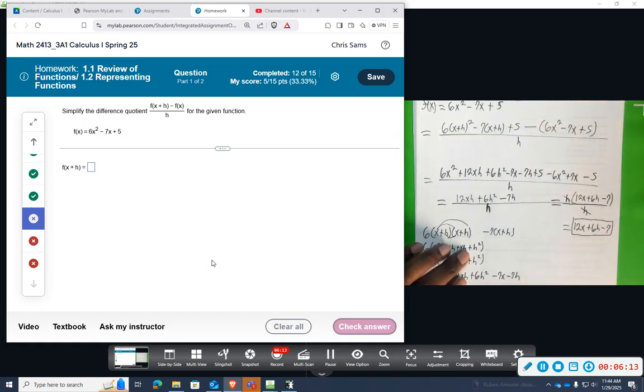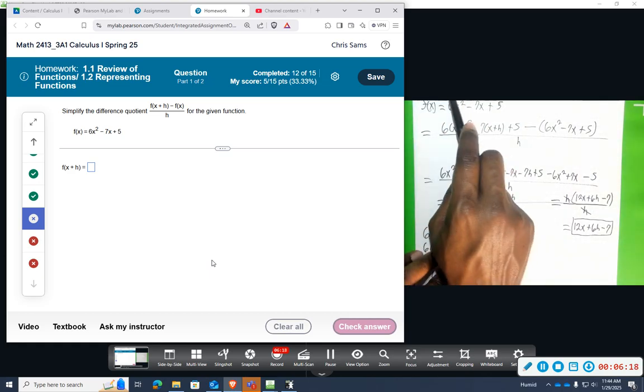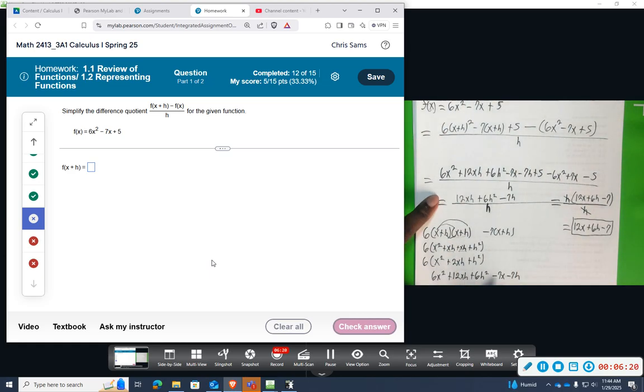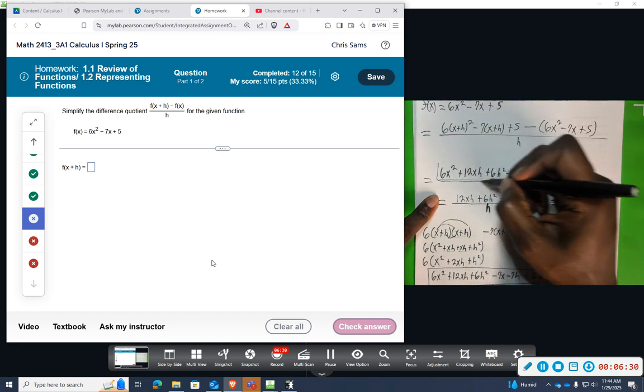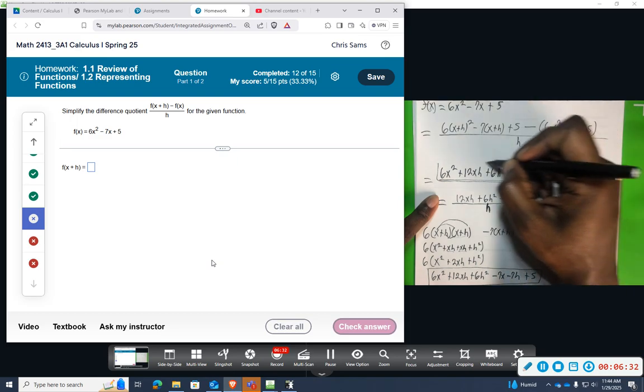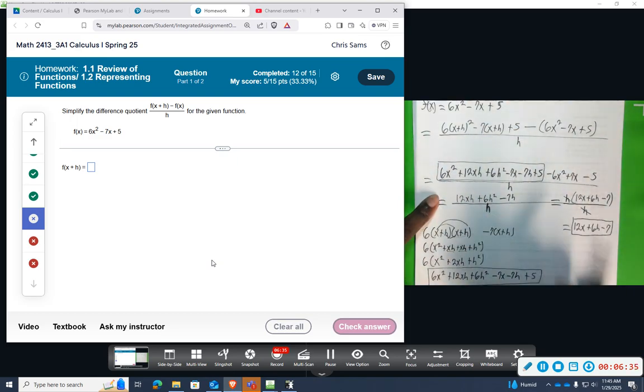Now there's two parts to this problem. Part 1 wants you to find f of x plus h, which is this part less the plus 5 that I didn't bring down. So this is the first part. Or we can say that this right here is the first part. It's the same piece. And then once you simplify everything, this will be our final answer.